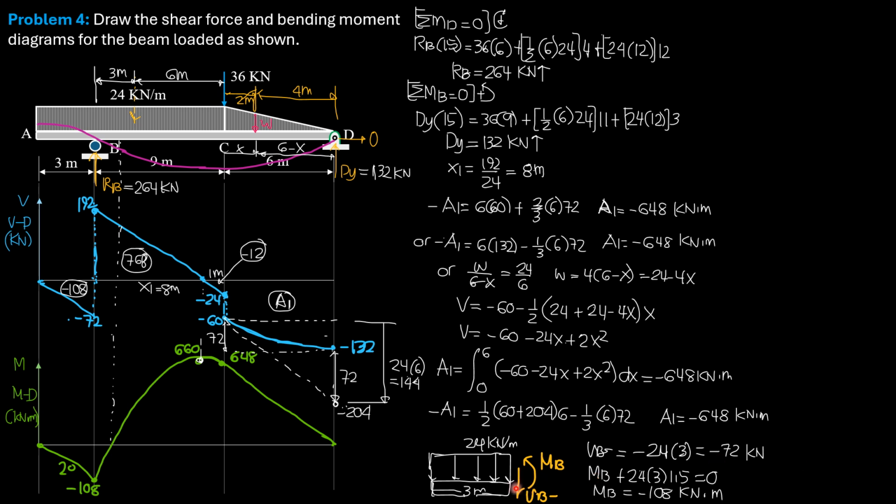Then summation of moment about this section, MB plus 24 times 3 times 1.5 equals 0. So MB is negative 108. That's why you have negative 108 here. We have negative 72 here. So by the way, to construct the moment diagram and have these ordinates, first we have 0 moment. Then, as I said, the slope here is negative 72. So to draw a curve smoothly from 0 tangent to negative 72, that should be the shape.